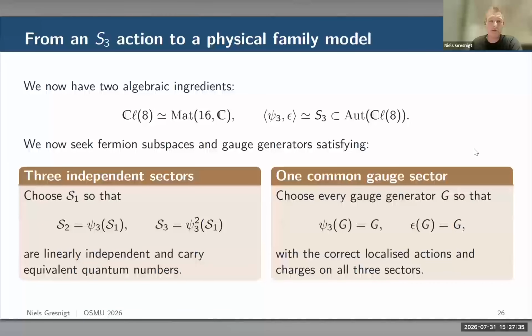So far we have two algebraic ingredients. We have the Clifford algebra CL8, which we get from the sedenions, together with this S3 symmetry, which also comes from the sedenion automorphisms, which we've embedded into the algebra CL8. Now what we want to do is identify three fermion subspaces so that they are linearly independent and that they all transform correctly under the unbroken gauge symmetry. And we want this gauge symmetry to be fixed by the S3 action.